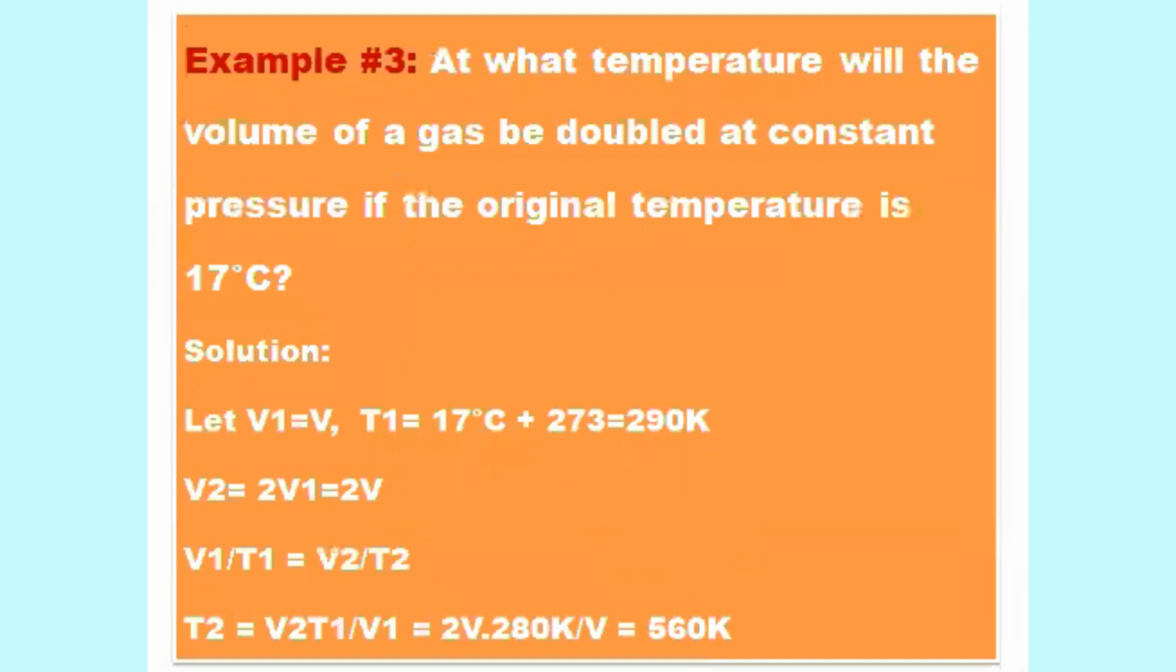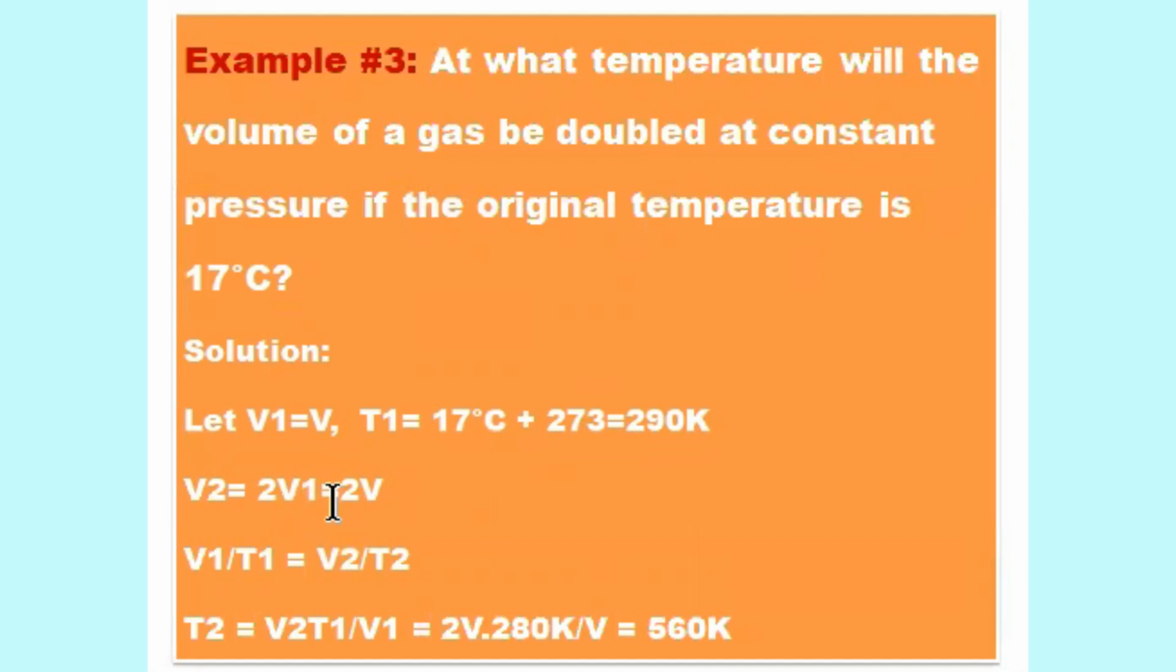Another example: at what temperature will the volume of a gas be doubled at constant pressure if the original temperature is 17 degrees Celsius? You have the original temperature, which equals 17 degrees Celsius, and assume V1 is V and T1 is 17 degrees Celsius plus 273, because the Celsius temperature must be converted into the Kelvin scale, which gives 290 Kelvin, and V2 is doubled, okay?